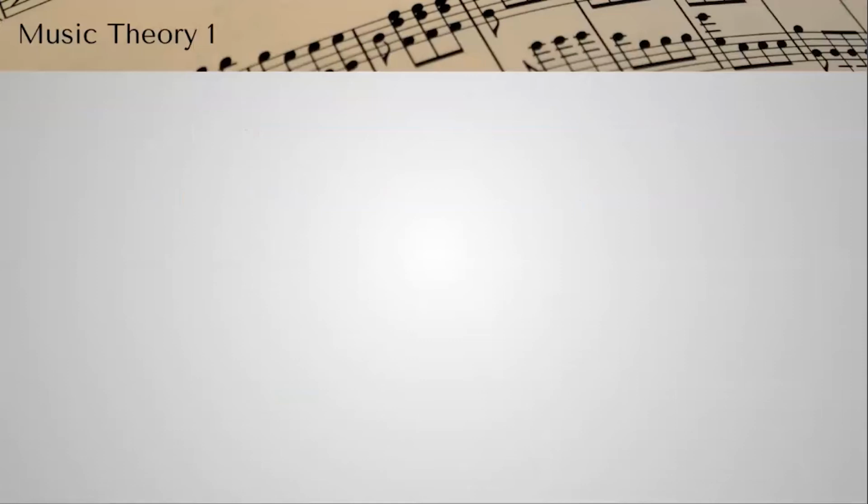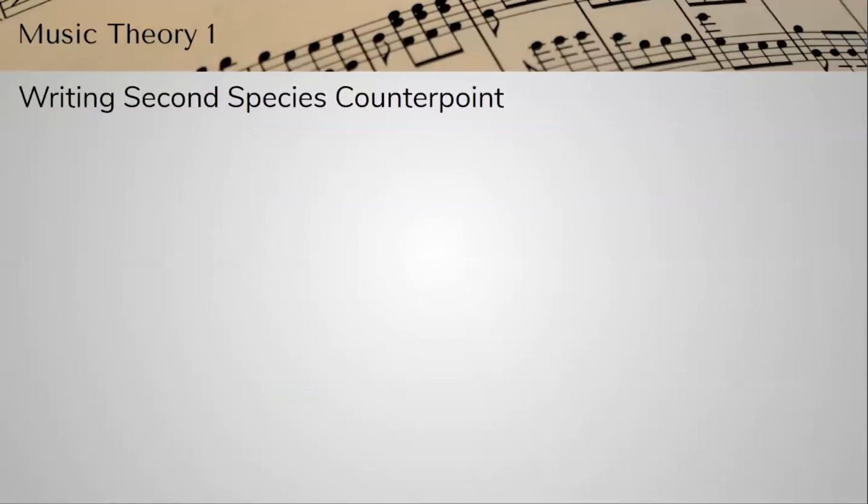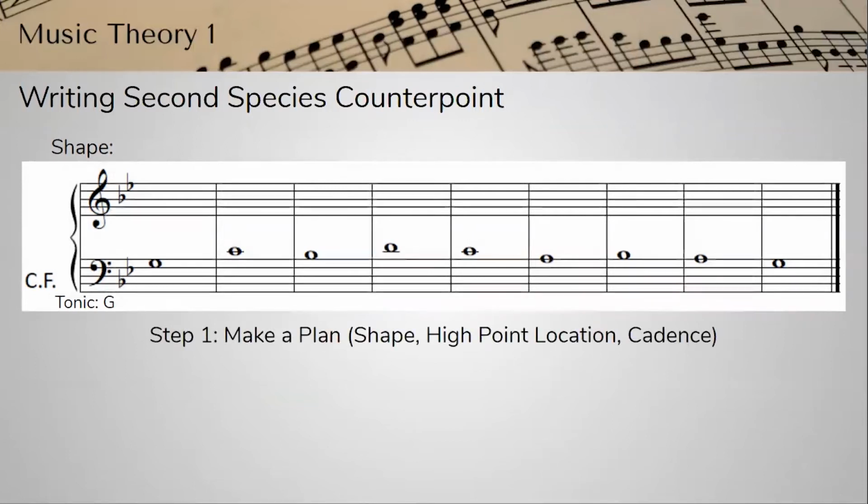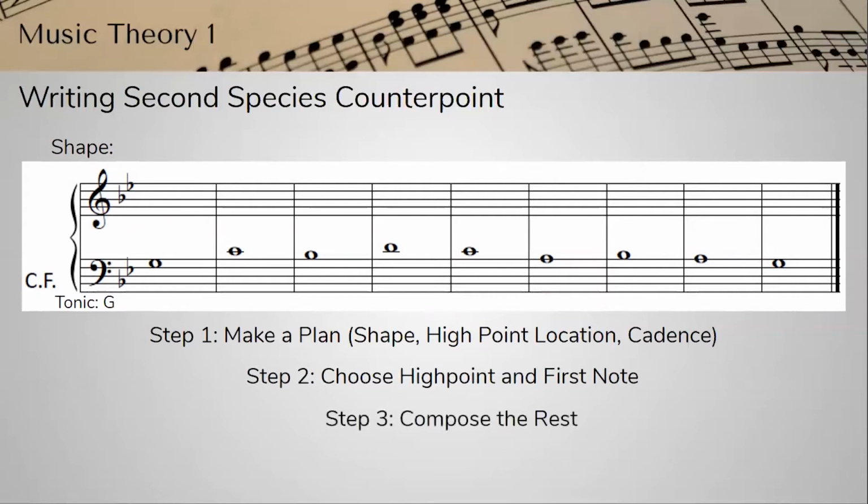So let's look at an example of writing second species counterpoint. Now this is a cantus firmus. That's actually the same one we had before, but this time we're going to write a second species example above this cantus firmus. Now we'll follow all the rules for second species, which means we'll be writing all half notes. We'll follow the same procedures like we did before, which is to make a plan. So planning the shape, the high point location, and the cadence. All the same procedures apply. Then we'll choose the high point note, and then we'll choose the first note. And then we'll compose the rest according to our shape and the cadence and all the decisions that come with that. So let's go ahead and get started.